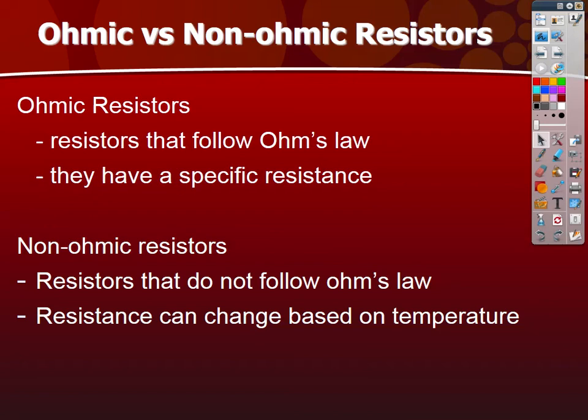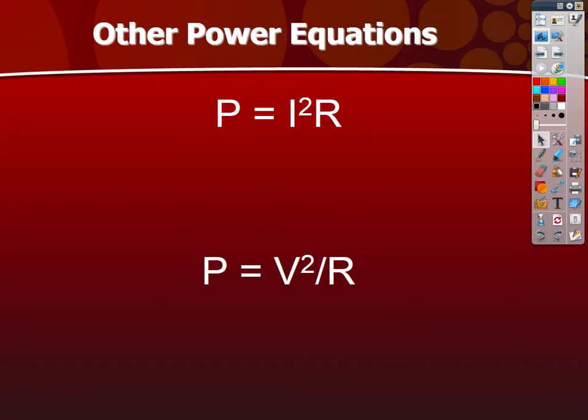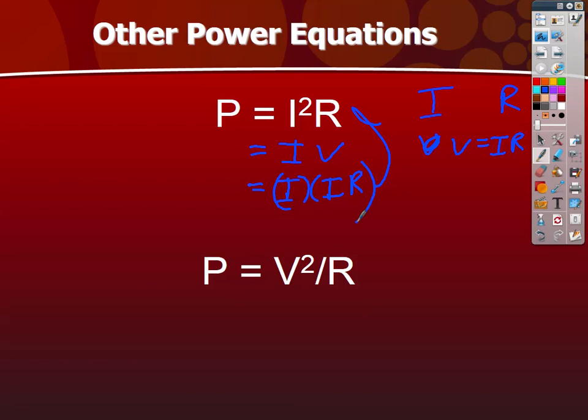There are variations to the power formula, where power is I squared R. This is just a derivation of IV. If I do IV, but maybe the problem only gives me information about I and R, I can use V equals IR, so I can replace V with IR, and guess what? That equals I squared R.